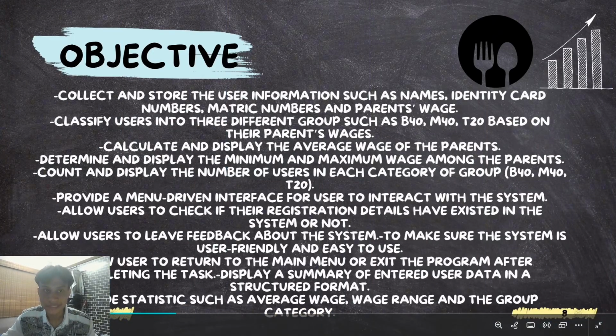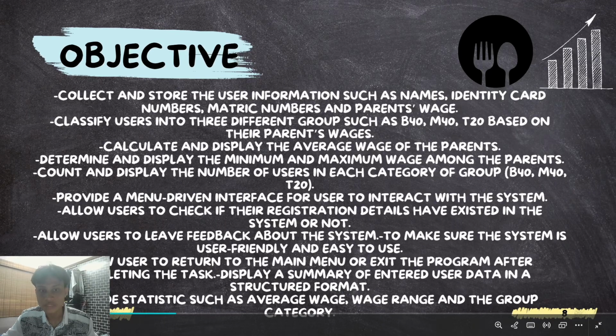The objective of this system is to collect and store the user information such as name, identity card number, metric number, and parent wage. It also classifies users into three different groups, which are B40, M40, and T20, based on the parent wage. It calculates and displays the average wage of the parents and determines and displays the minimum and maximum wage among the parents. It can also count and display the number of users in each category of group and provide a menu-driven interface for users to interact with the system.